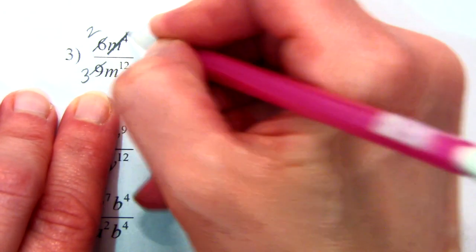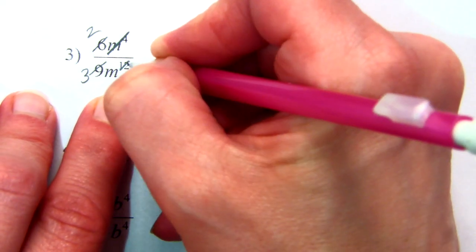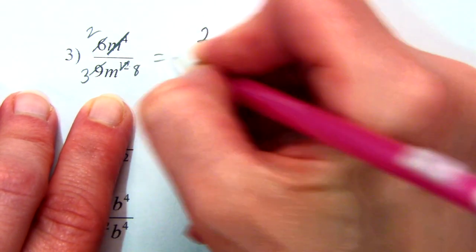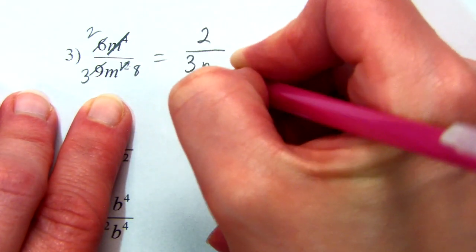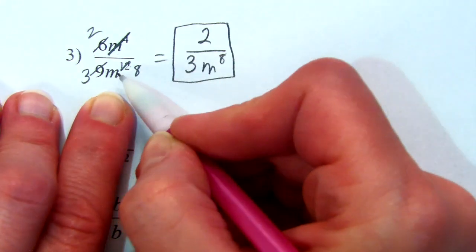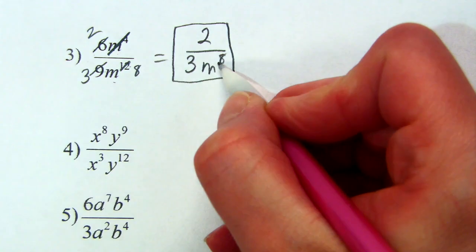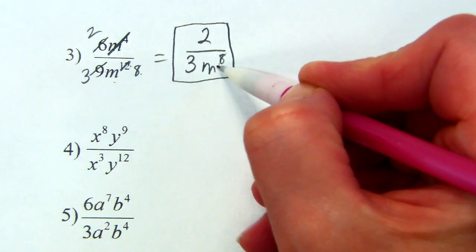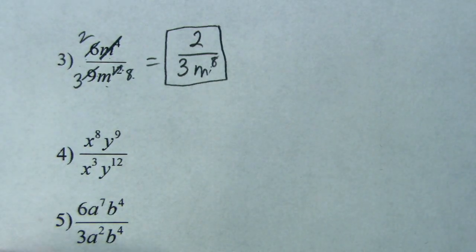So this m to the fourth is going to cancel out 4 of these. 12 minus 4 is 8. So I have 2 on the top and 3m to the 8th on the bottom. So because there were more m's on the bottom, that's where that answer is going to go. So you can think of it as 12 minus 4 is 8, but that ends up in the denominator.